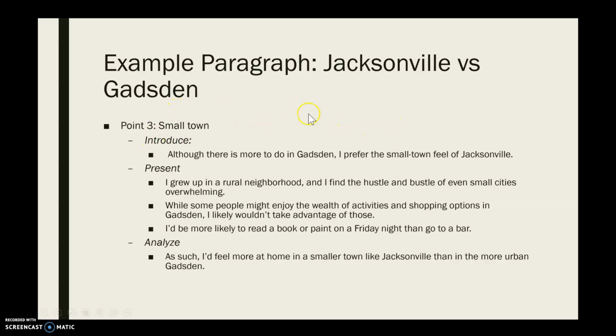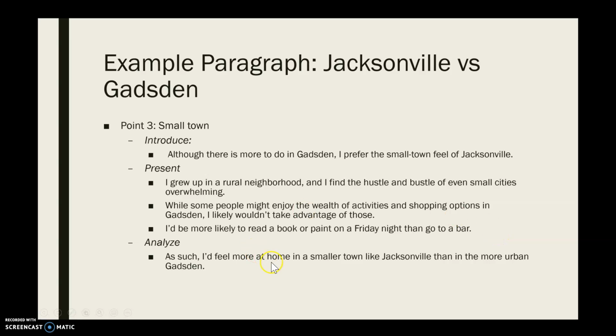Although there is more to do in Gadsden, I prefer the small town feel of Jacksonville. Now I'm going to compare Jacksonville's small town versus more urban feel side by side. I grew up in a rural neighborhood and I find the hustle and bustle of even small cities overwhelming. While some people might enjoy the wealth of activities and shopping options in Gadsden, I likely wouldn't take advantage of those. I'd be more likely to read a book or paint on a Friday night than go to a bar.